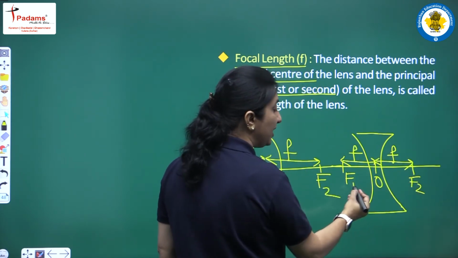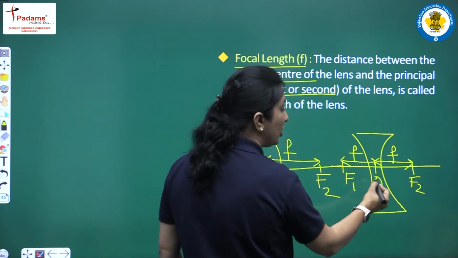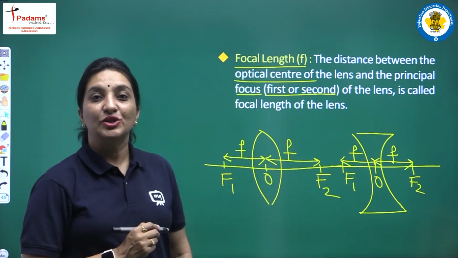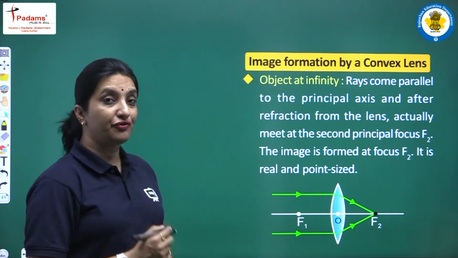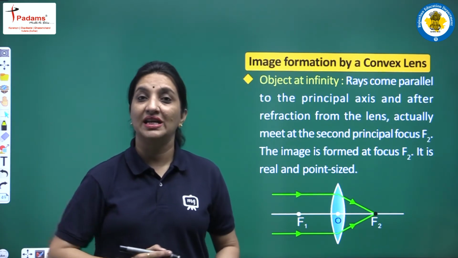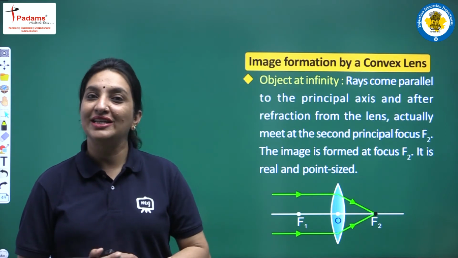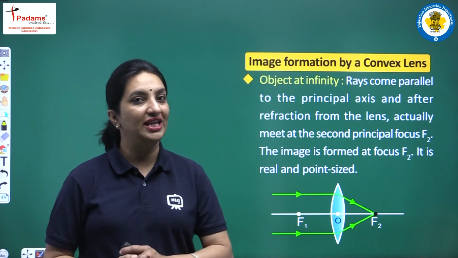So the distance between the first focus point or the second focus point and the optical center is known as the focal length. So these were the definitions. Now we will learn the image formation by a convex lens. Now as we know that for image formation we need at least two rays of light, and we have seen the behavior of rays of light.